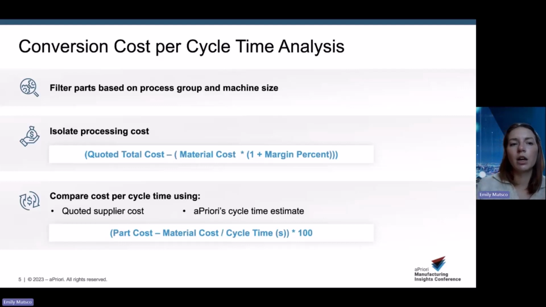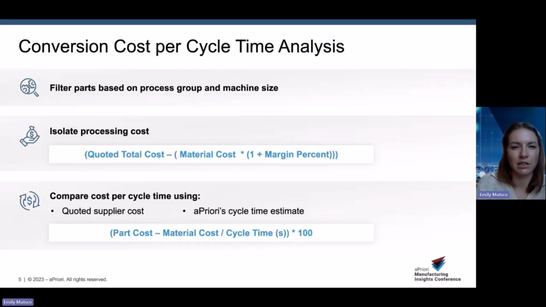And so what I'm talking about with a conversion cost per cycle time analysis is we're going to filter parts based on process group and machine size. And what that does is it equalizes for two things, labor rate and overhead rate. So if you have a set of parts you know or can estimate should be made on the same machine size, then you know you should be getting roughly the same rate per cycle time for that processing cost.